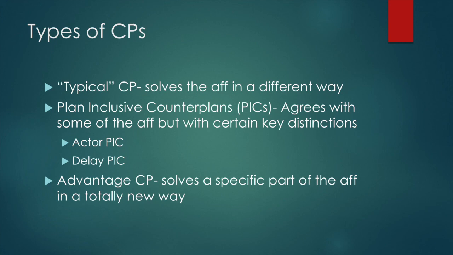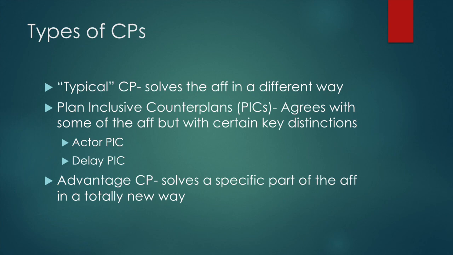So the next thing here is a plan-inclusive counterplan, abbreviated to PICS. So the plan-inclusive counterplan agrees with some of the AF, but with certain key distinctions. It's typically like they agree that like 80% of the AF is doing the right thing, but about 20% of it is off, but that 20% is significant enough to alter the world of the policy option. So I have just two quick examples of what PICS might look like. There's tons and tons of different types of PICS, but these are just helpful for understanding what exactly that means.